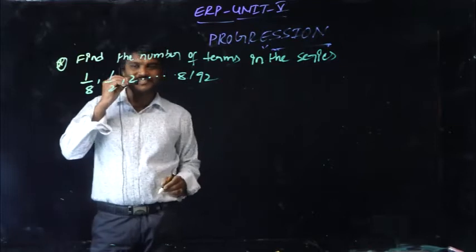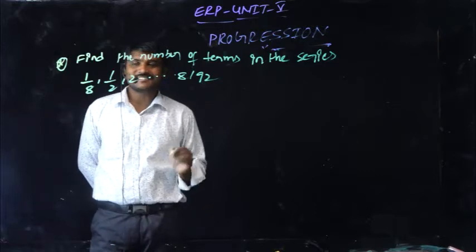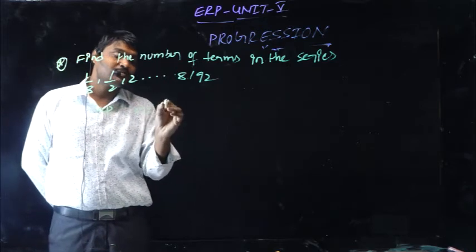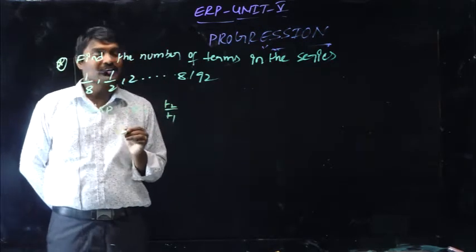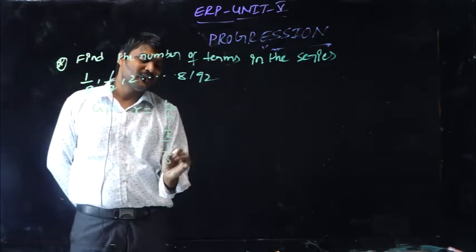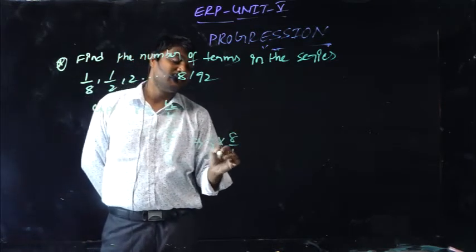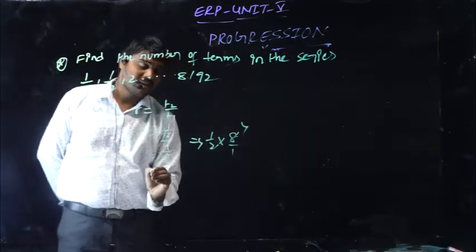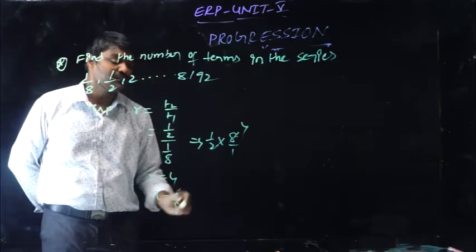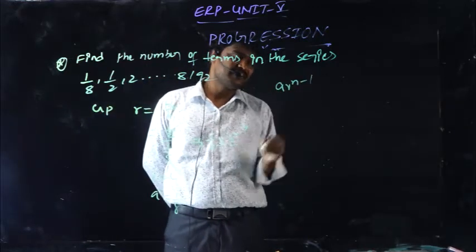Okay. Find the number of terms in the series 1 by 8, 1 by 2, 2, and so on up to 8192. So, this series is a GP. That means r equal to T2 by T1 or T3 by T2. So, T2 by T1 means 1 by 2 by 1 by 8. That is 1 by 2 into 8 by 1. So, 4. So, r equal to 4. a equal to 1 by 8. In geometric progression, nth term is a into r power n minus 1.